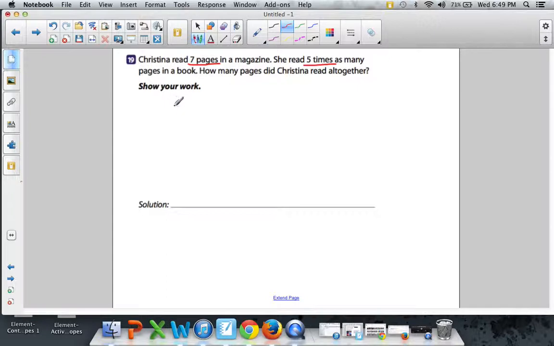You've got the 7, and you've got 5 times. And what does that equal, 7 times 5? 35, if you know your multiplication tables. And they didn't say you had to write an equation here. See, there's no word equate. All they said is to show your work. For me, that was writing an equation.